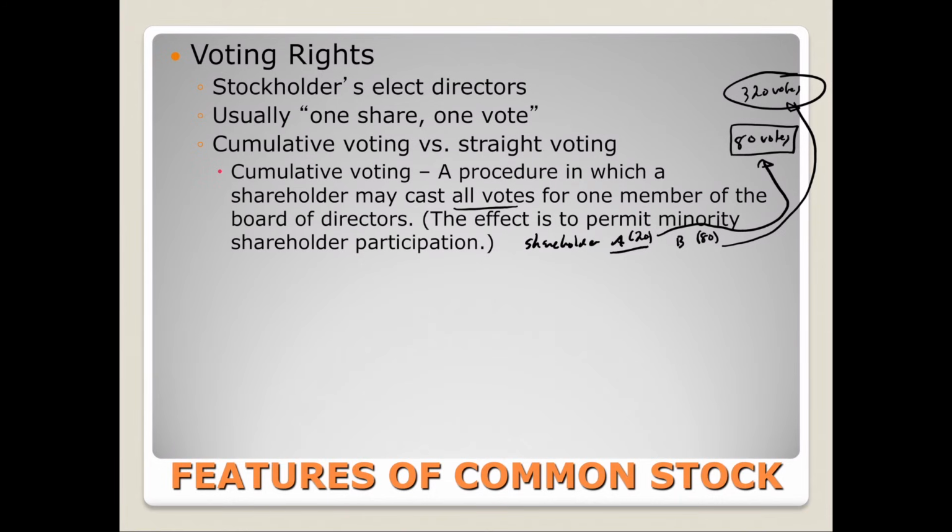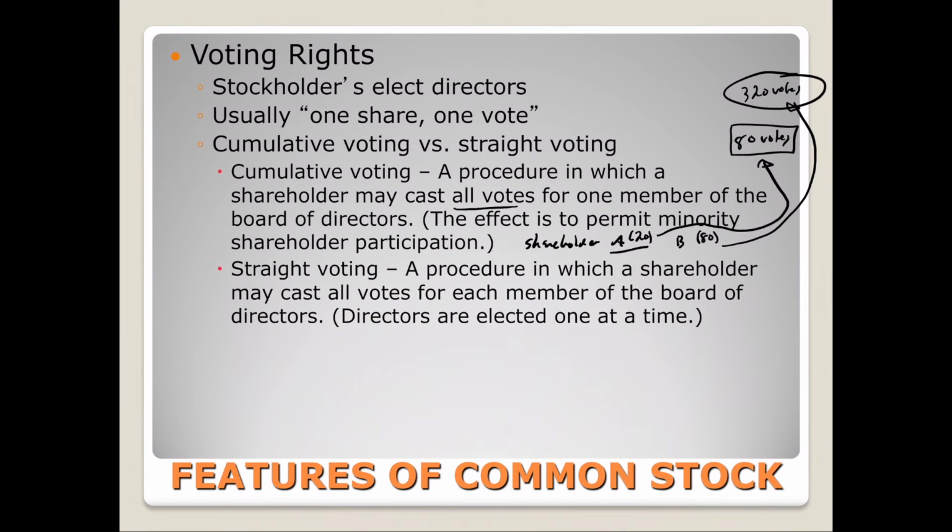Now, it might be easier to think of this in contrast to straight voting. With straight voting, it's a procedure in which a shareholder may cast all votes for each member of the board of directors, and directors are elected one at a time. So if it was always shareholder A versus shareholder B with straight voting, they would elect one director at a time, and shareholder B would be able to choose all the directors. So with straight voting, it essentially phases out the minority participation. As a minority shareholder, you do not have as much say with straight voting as opposed to cumulative voting.